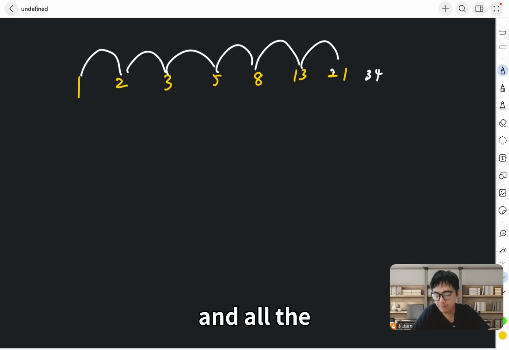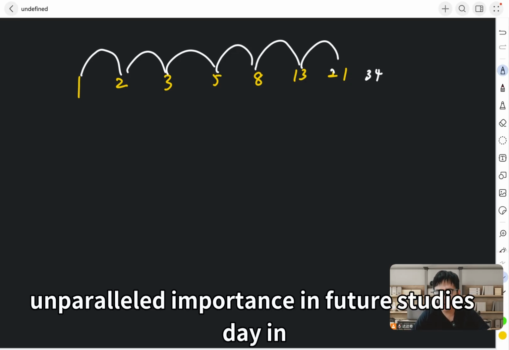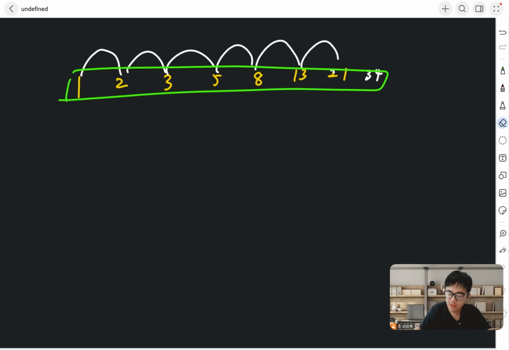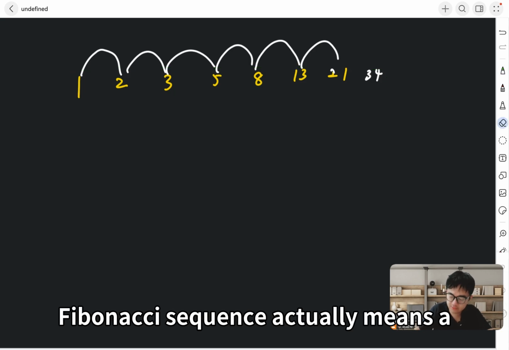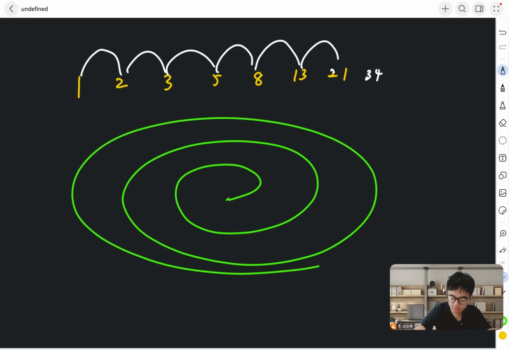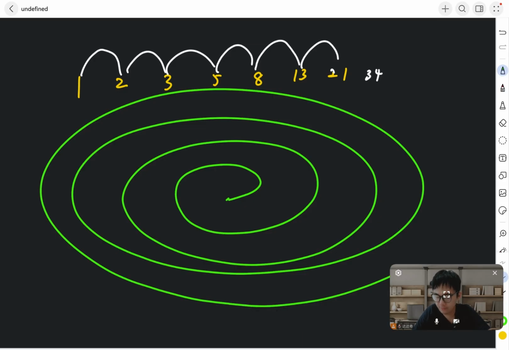And all the amazing sequences we are covering here have unparalleled importance in future studies, say in coordinate polar systems. The Fibonacci sequence actually means a spiral line, and this is what it looks like when you're learning the polar coordinate system.